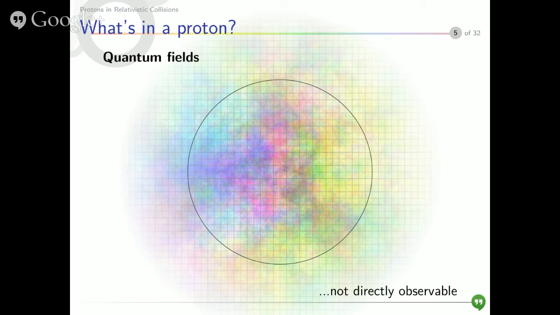And quantum fields obviously don't actually look like this. I mean, it's just a mathematical model. It doesn't really look like anything. But I put in the trippy colors just for some artistic license.